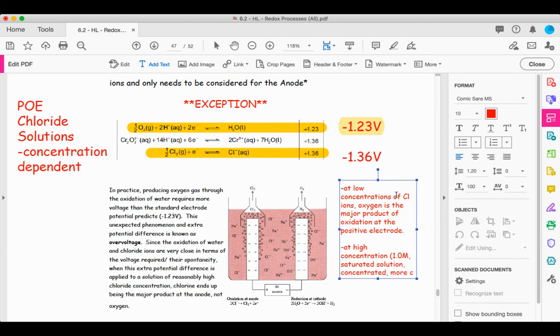that it's more concentrated. So these are all just different vocabulary, different terms they might include that would indicate to you that should be a trigger term that we're dealing with a more concentrated or highly concentrated solution of chloride ions. So at high concentrations of Cl- ions, then oxygen is actually not the major product, and chlorine gas becomes the major product.